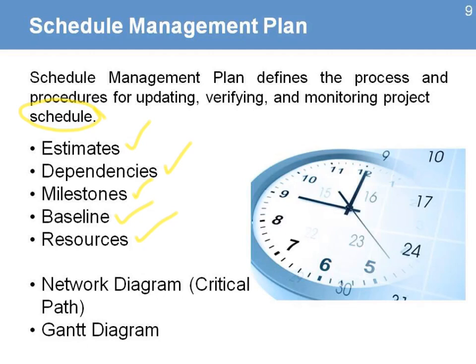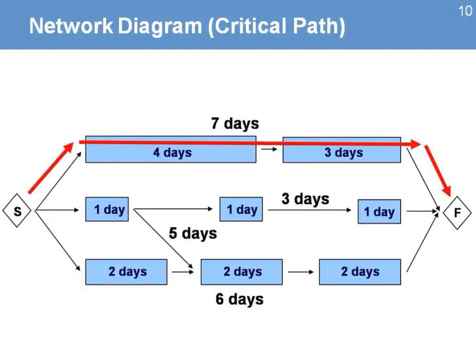Two tools that we can use for that. One is the network diagram that will help us identify the critical path, and the other is the Gantt diagram. The first one is the network diagram.